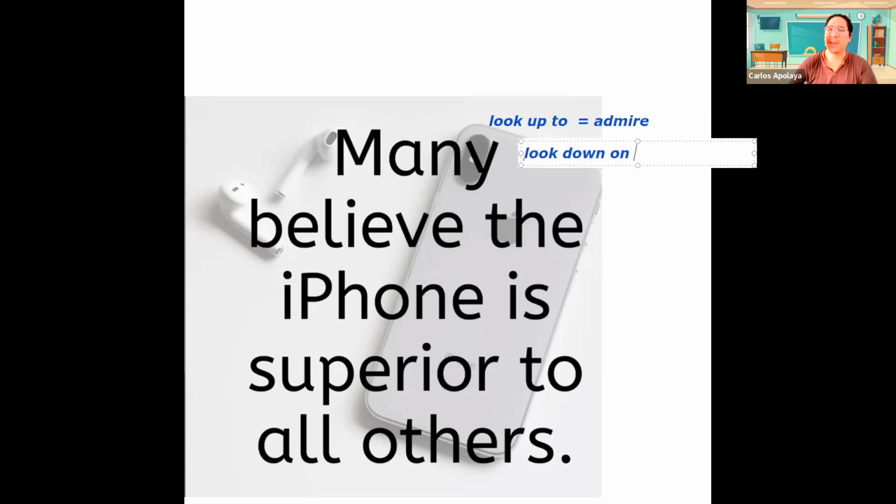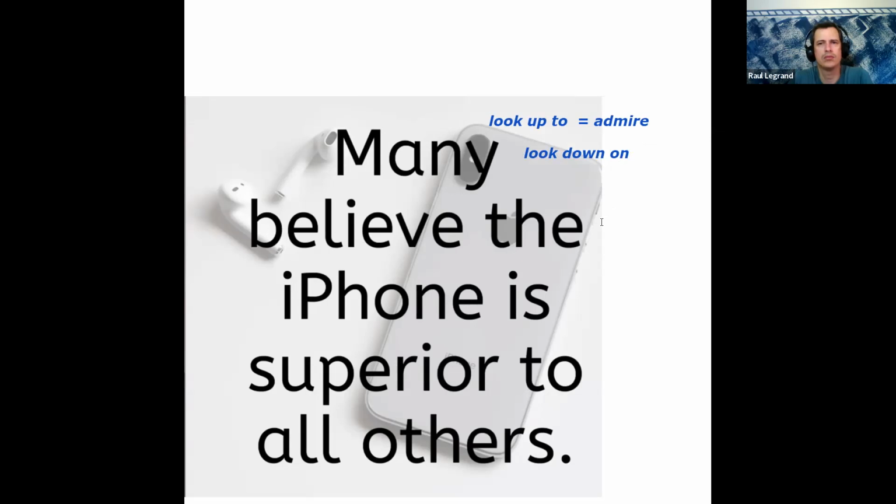Look down on. It means that, well, you're not like me. I am superior to you. So you look down on me. That is not good. Okay? I'm going to tell the teacher. Tú me menosprecias. Look down on. You look up to. Exactly. And look up to is to admire. Ah, you're so cool. I look up to you because I want to be like you.